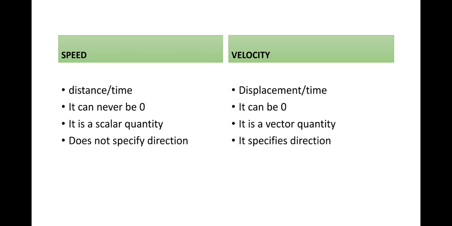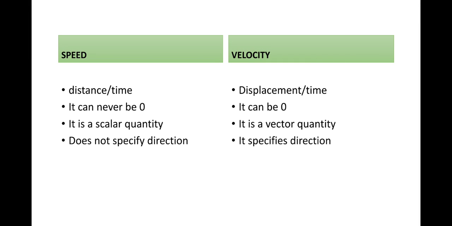Next, speed and velocity. Once you have clearly understood what distance and displacement are, speed and velocity become very easy. Speed is distance upon time. Velocity is displacement upon time. Since distance can never be 0, speed can never be 0, and since displacement can be 0, velocity can be 0.